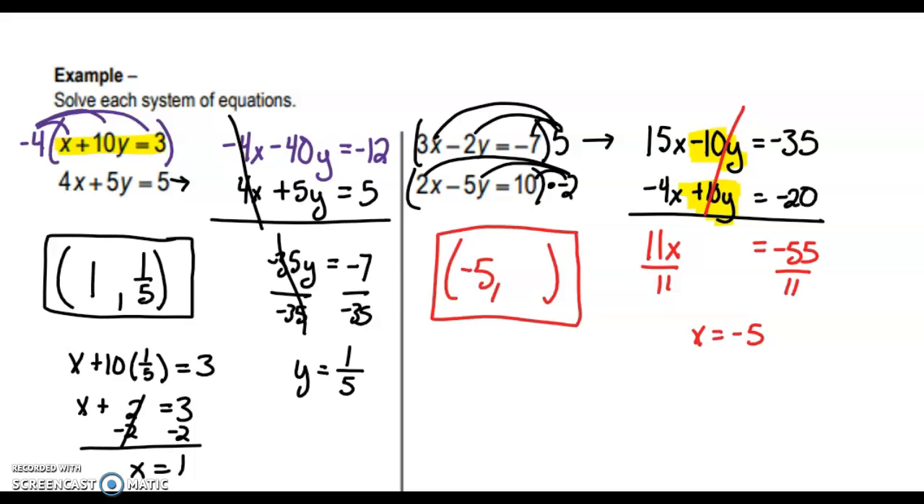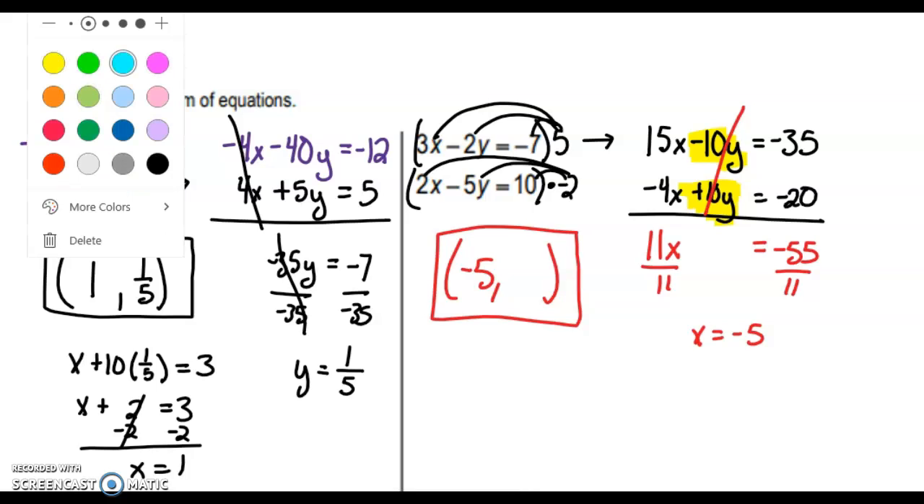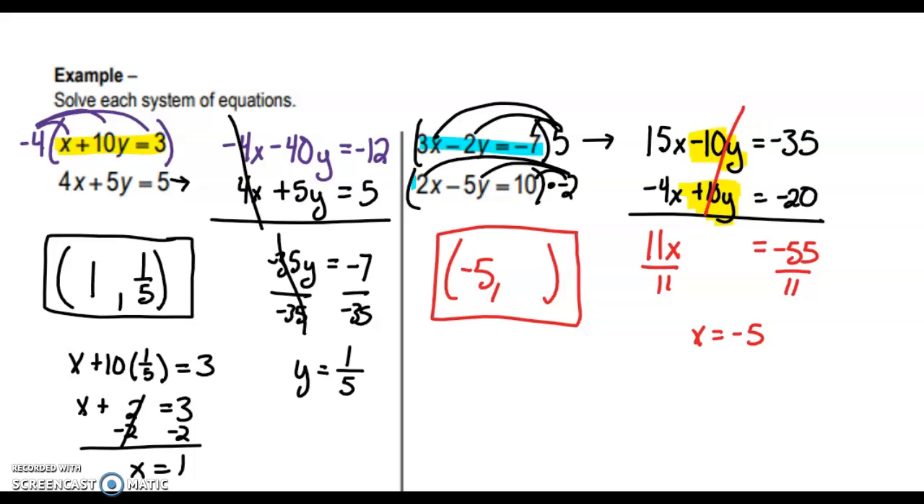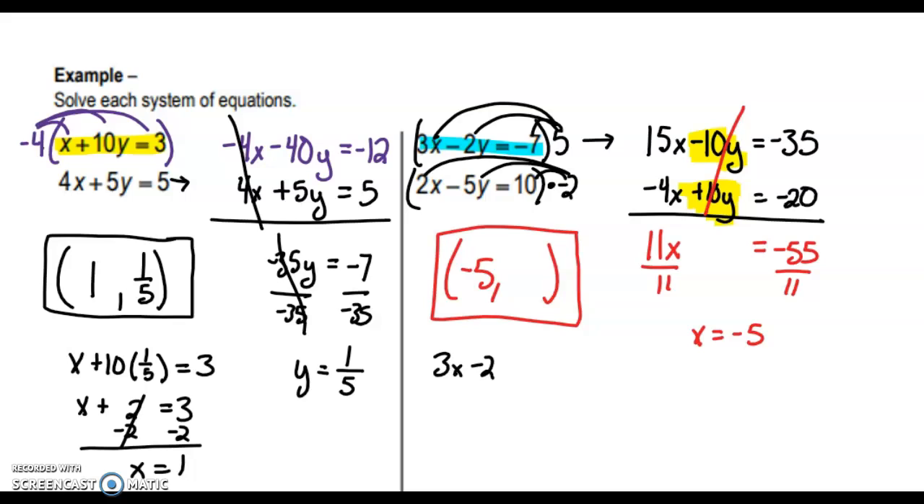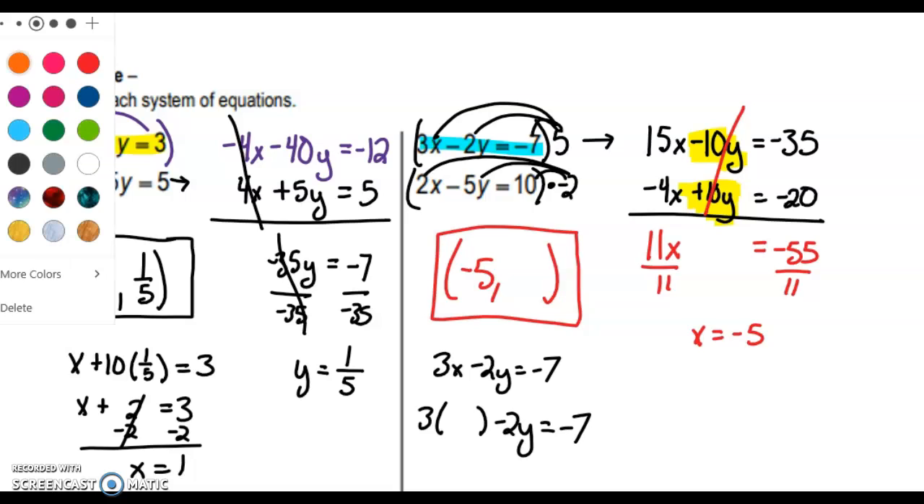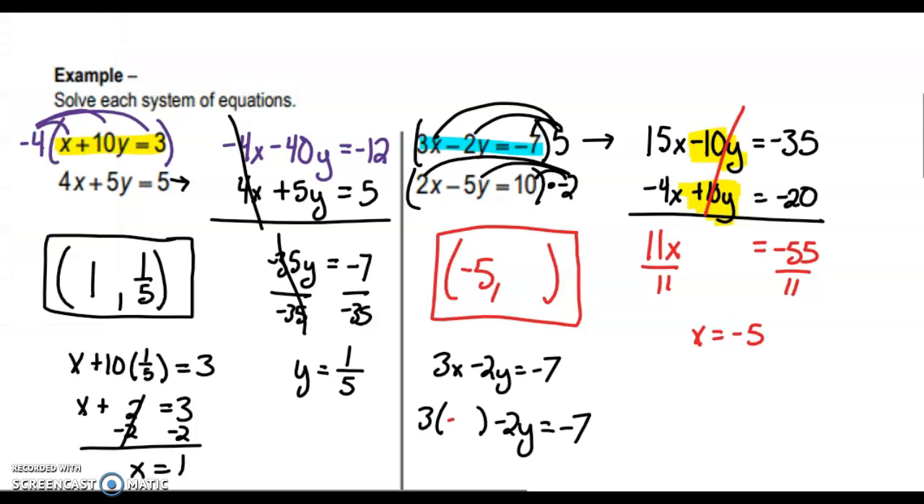All right, now I need to find y. So you can go back to either of these first two equations, either of these guys right here, and you can plug it in. It really makes no difference. I'm just going to do the top one, but it literally just makes 0 difference on this one. Neither looks easier. So if I have 3x minus 2y equals negative 7, then what I'm going to plug in is x is negative 5. So you know x is negative 5.